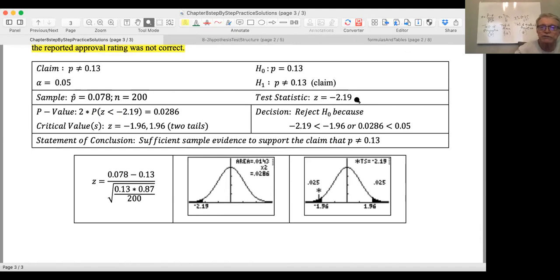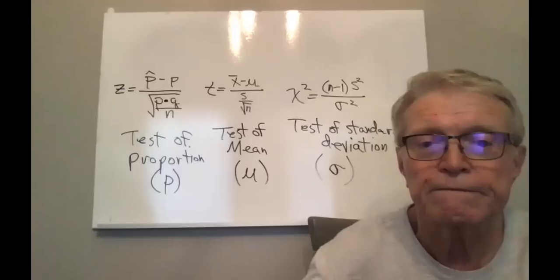And that covers step 2 in all 6 of these problems. Okay, so stop share.